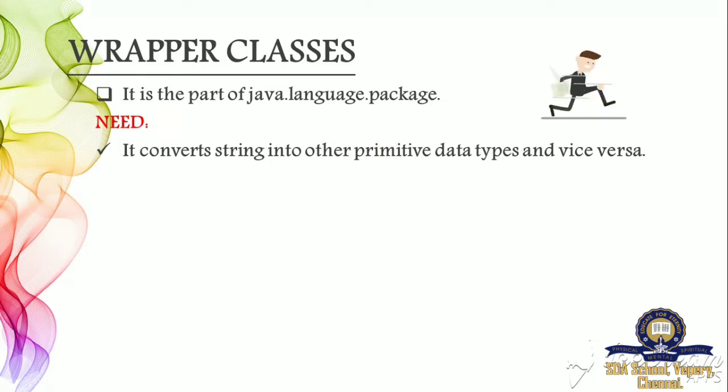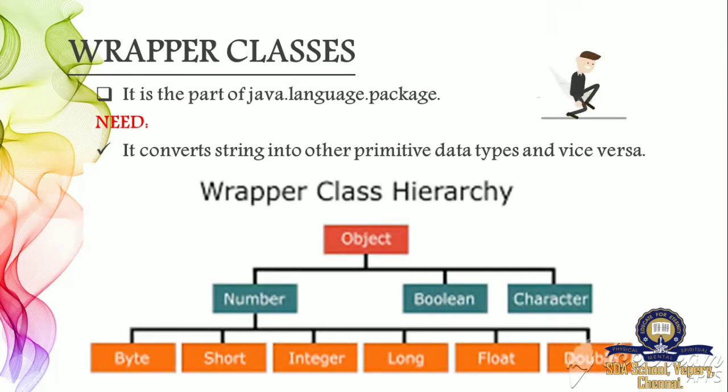First of all, you have to understand how many types of wrapper classes there are. See this hierarchy. Here Object is a base class. This class is divided into three types. One is Number, next one is Boolean, and next one is Character. Under Number there are many classes. First one is Byte, second one is Short, third one is Integer, fourth one is Long, fifth one is Float, sixth one is Double. These all wrapper classes come under Number.